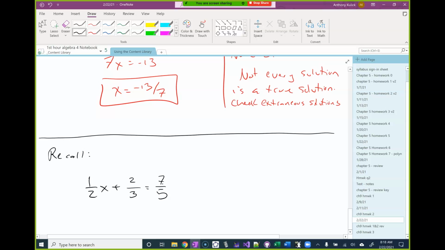So let's say we have the equation 1/2 x plus 2/3 equals 7/5. Again, this is just a linear equation, right? This is something you conceivably would have done in your Algebra 1 class. Now, there's a couple of different approaches that you can do with a problem like this.